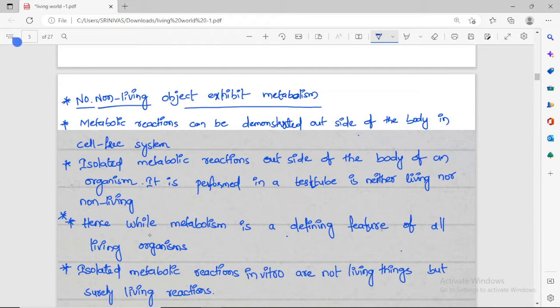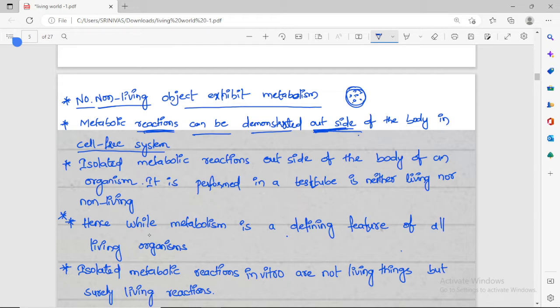Next, metabolic reactions can be demonstrated outside of the body, in a cell-free system. In living organisms, metabolic reactions occur inside the cell. But here, metabolic reactions can be demonstrated outside of the body. How? Outside of the body also metabolic reactions occur.